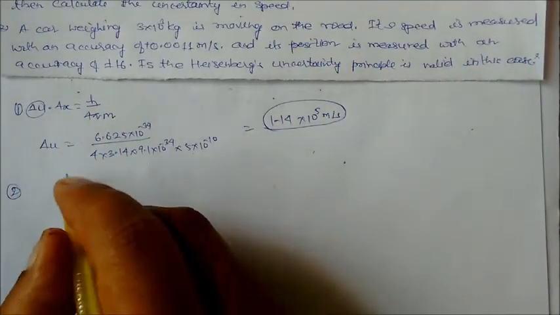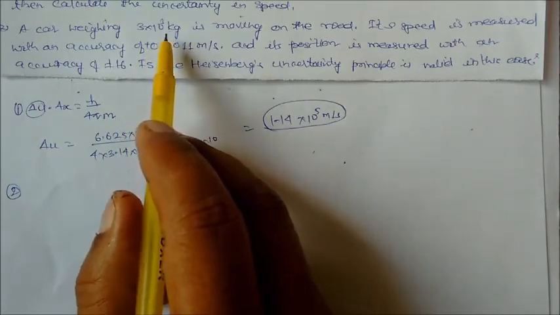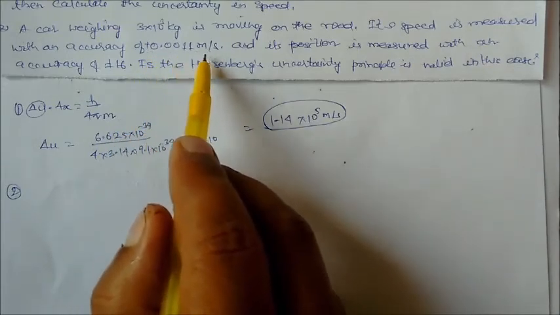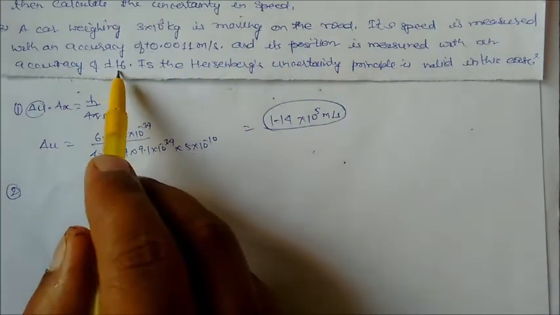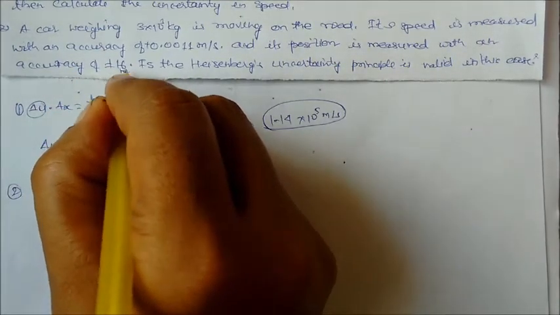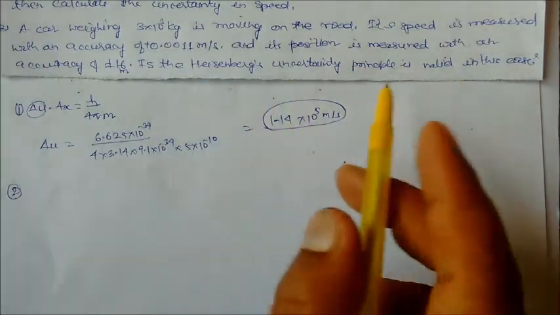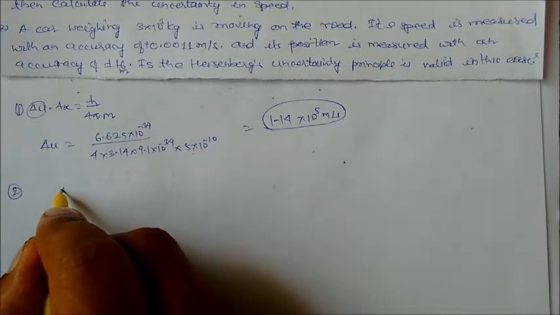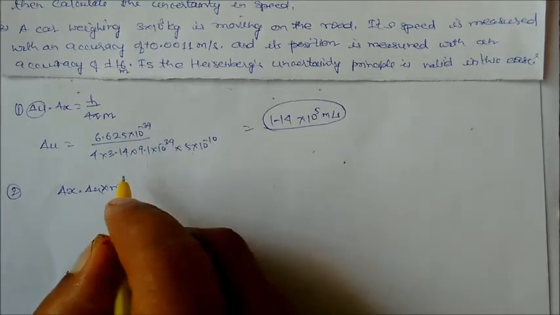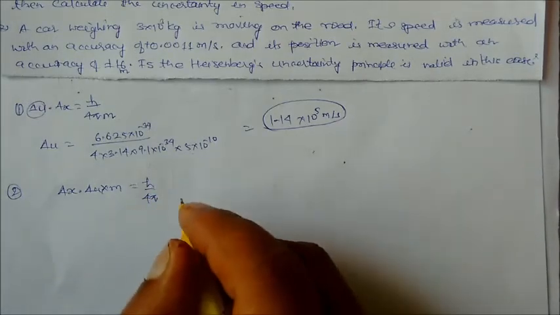Again, the mass is given here, 3 into 10 power 3 kilogram, delta u is also given, and the position is also given, plus minus 16 meter. So we have to find whether the principle is valid or not. To check validity we write delta x into delta u multiplied by m, and compare it with h by 4 pi. If this is equal to or greater than h by 4 pi, then the principle is valid.